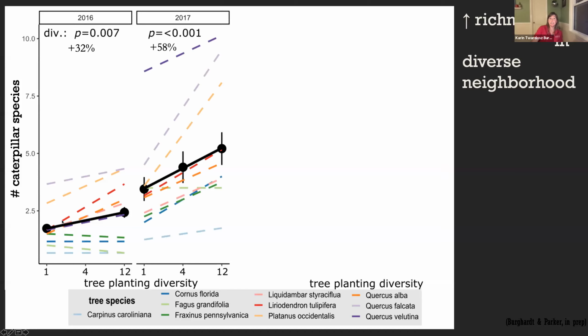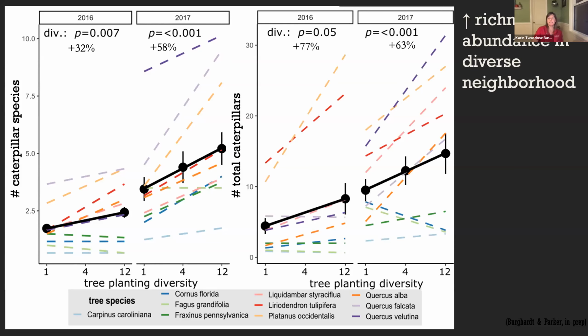In 2017, as the plants got larger, we found that this effect strengthened. You can see here that there's a much stronger effect of being in a diverse setting as these species are accumulating. And we find the same thing for abundance patterns as well. They mirror the richness patterns. Essentially, if you have a tree planted in a diverse neighborhood, you end up with a greater diversity and abundance of caterpillars on that tree.